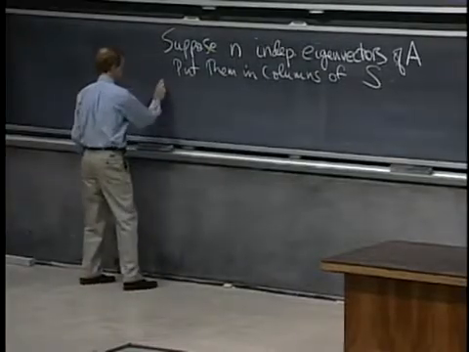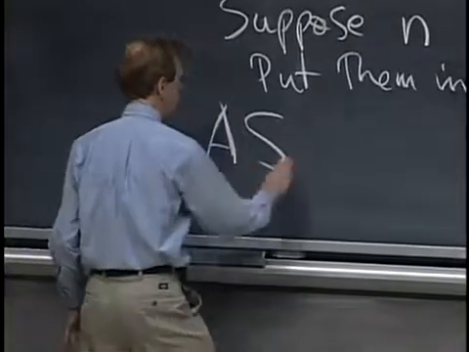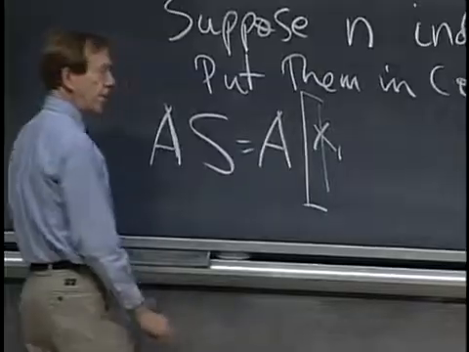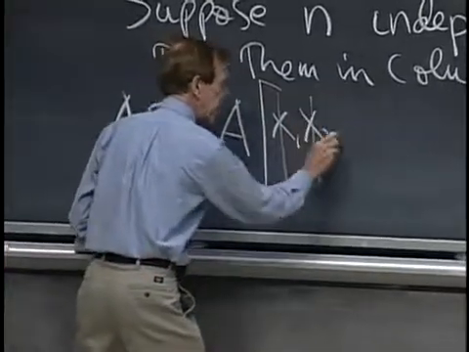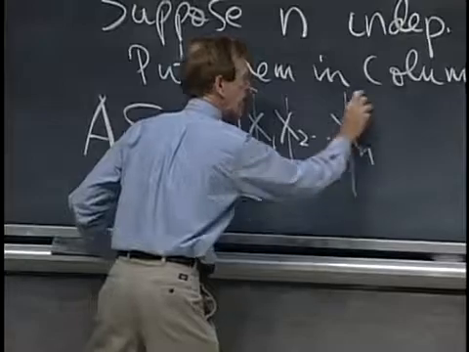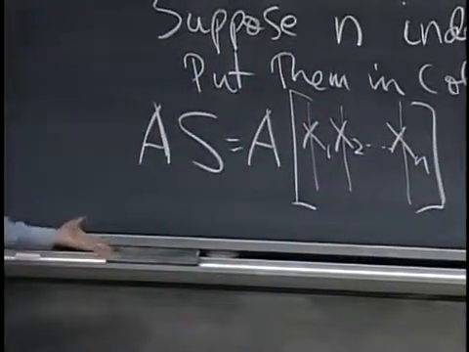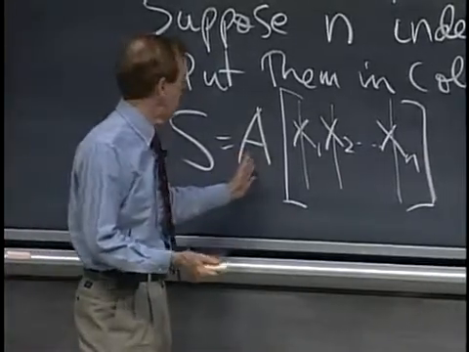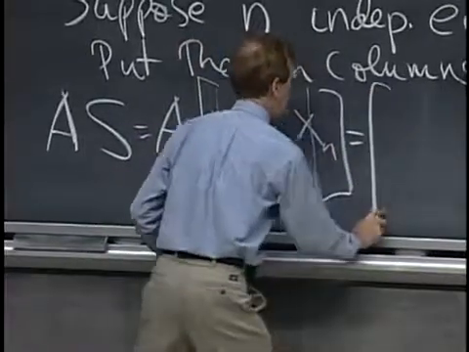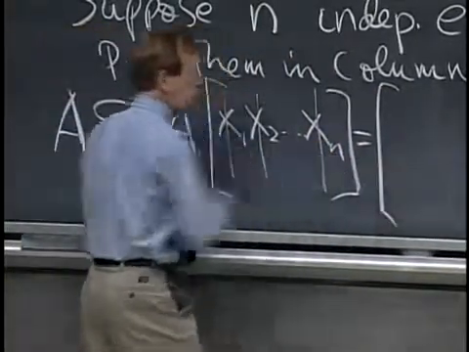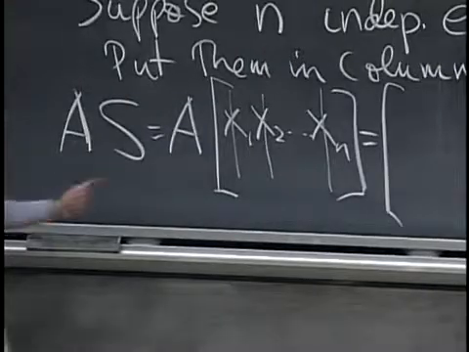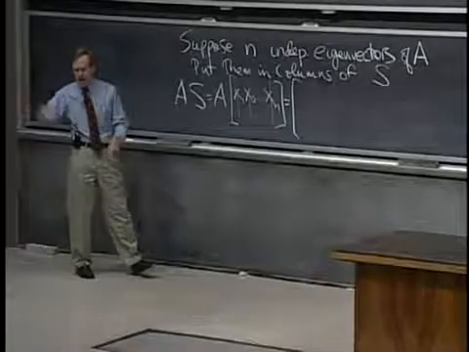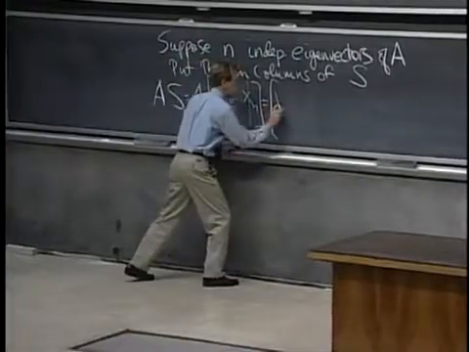So A times S. This is A times the matrix with the first eigenvector in its first column, the second eigenvector in its second column, the nth eigenvector in its nth column. And how am I going to do this matrix multiplication? Well, certainly I'll do it a column at a time. And what do I get? A times the first column gives me the first column of the answer, but what is it? That's an eigenvector. A times x1 is equal to lambda times x1. And that lambda we'll call lambda 1, of course.